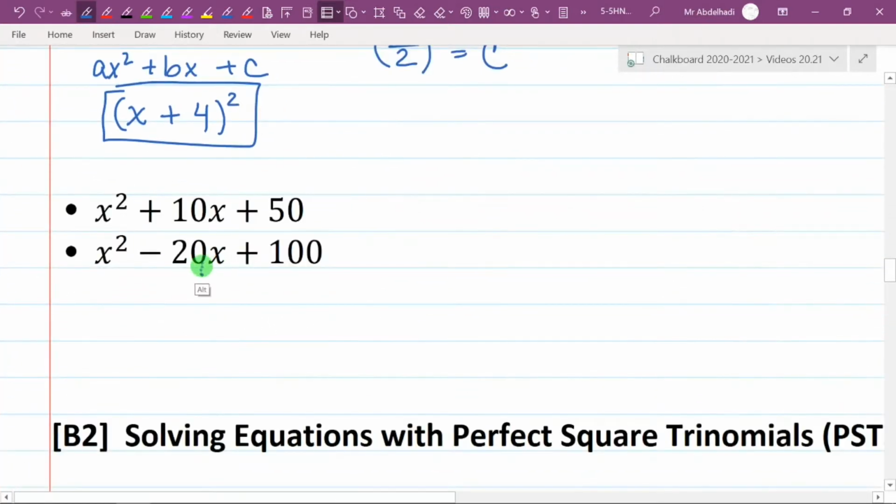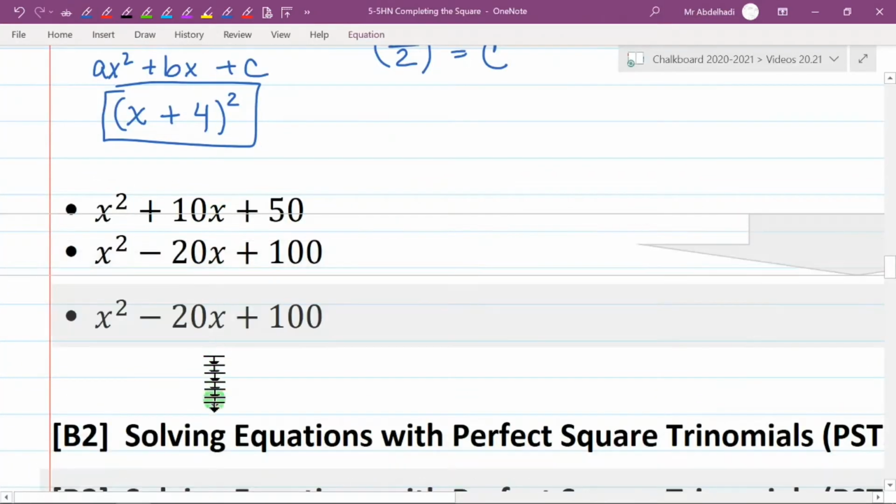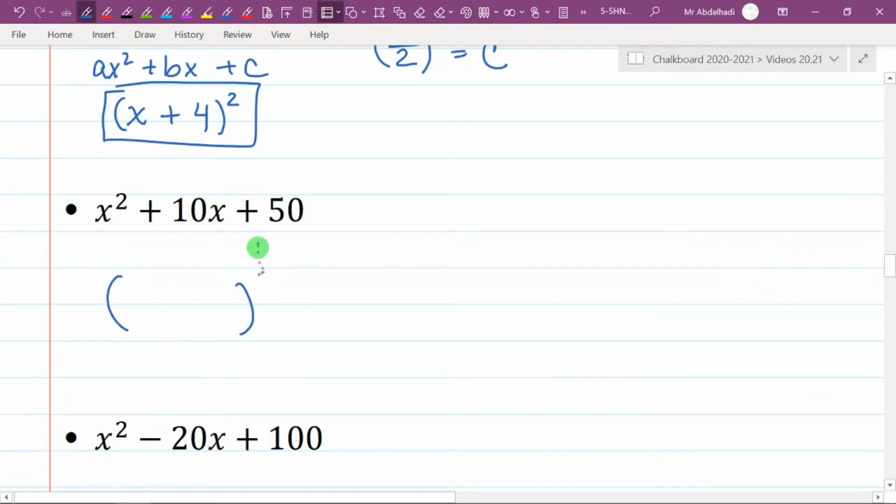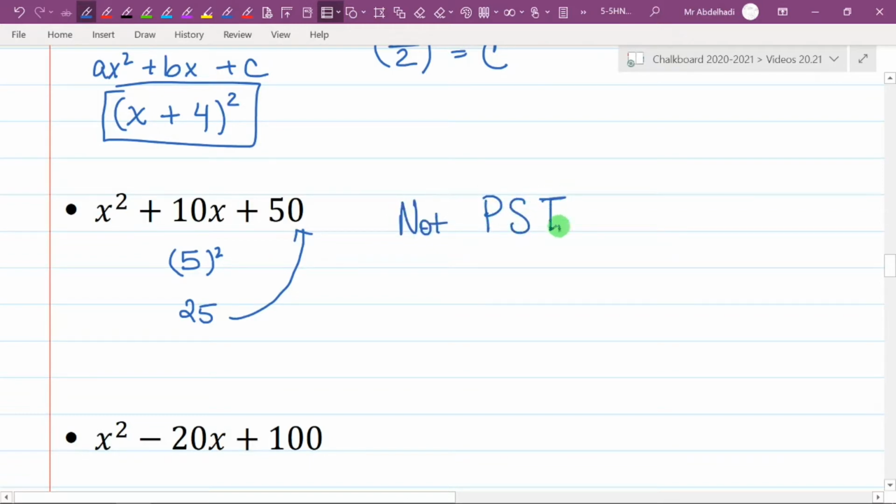x squared plus 10x plus 50. Is this a perfect square trinomial or not? Can this be written as something plus or minus something squared? Okay, that's the question. So let's see. Take the middle number, the b, and divide it by 2. You get 5, right? Now square that 5. You get what? 25. Is that the number sitting here? No. So this is not a perfect square trinomial. It's not a PST. So there's no way to write this as x plus some number squared. Okay, how about this last one?